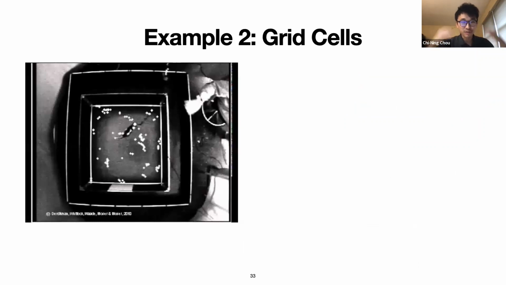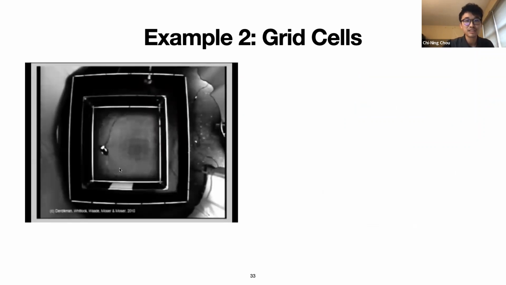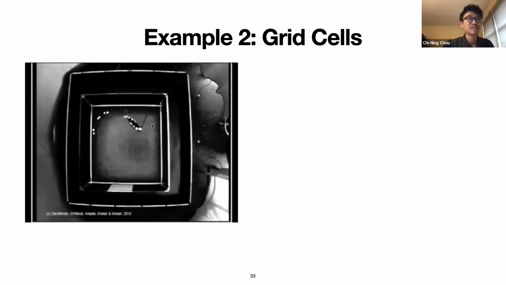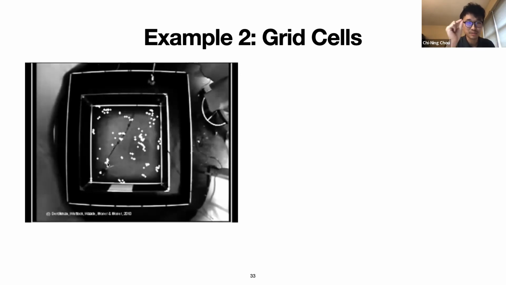And now let's move a little bit higher. Let me give you a second example, grid cells. You can look at this video where there's a mouse running inside a box. Its head is connected to some fancy device, and on the other side of the device, it is connected to one single cell in the mouse's brain, and that cell is called a grid cell. When there's a little dot here, it means that that specific cell has activity, either firing an electric signal or a spike.